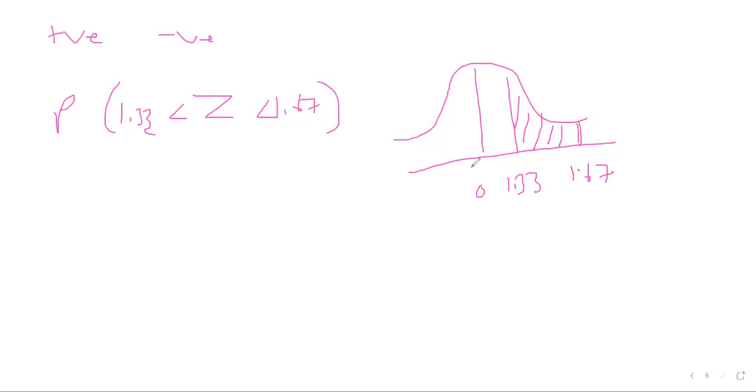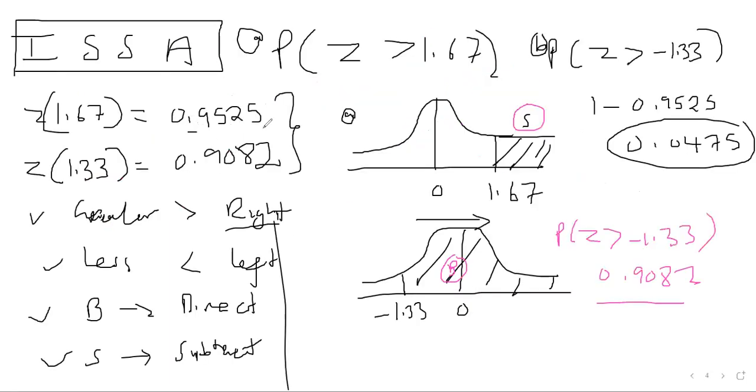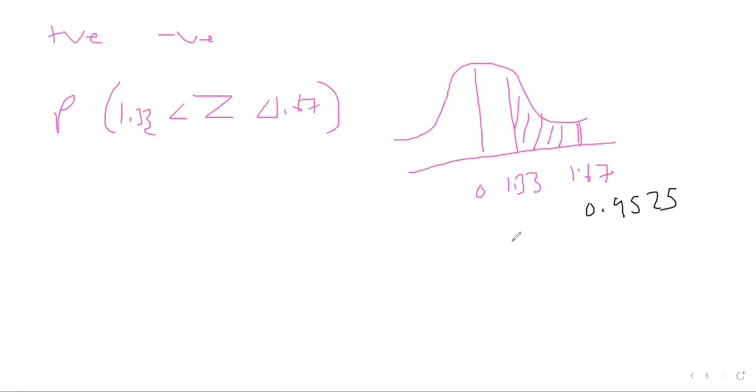It's easier when they're on one side. If it's the same side, just subtract the smaller probability from the bigger probability. Don't subtract the figures, but their probabilities. We know 1.67 when we read it, it was what? 0.9525. So this is the figure that we had here, 9525. Then 1.33 is 9082. So meaning the reading here is 9082. So this logically means from here to here is 95%, from here to here is 90%. So to find the interval between these two, just subtract them.